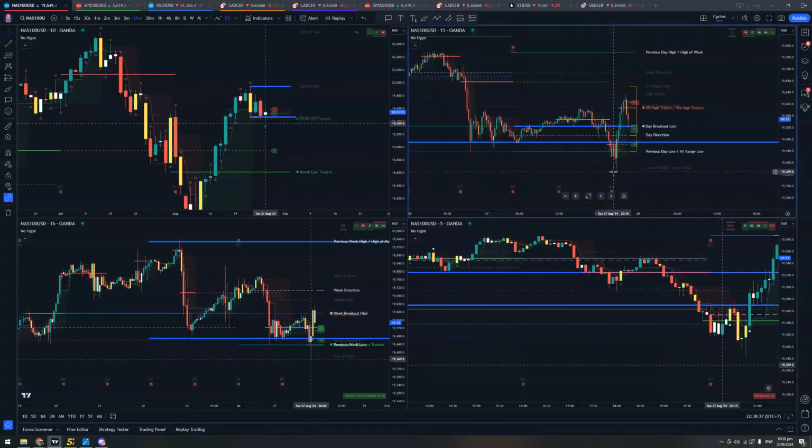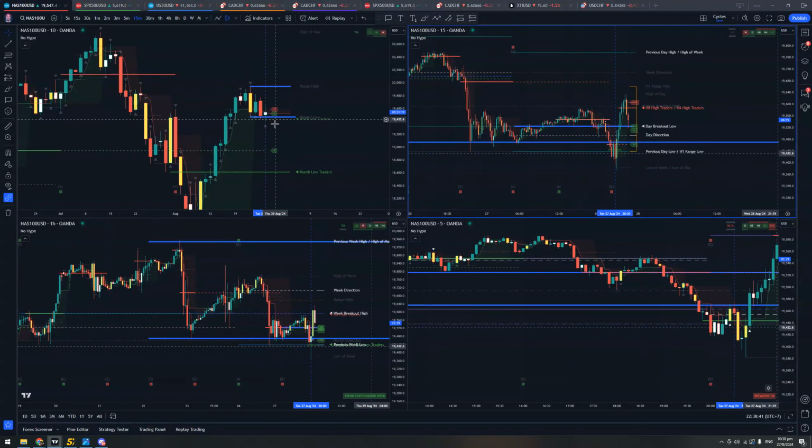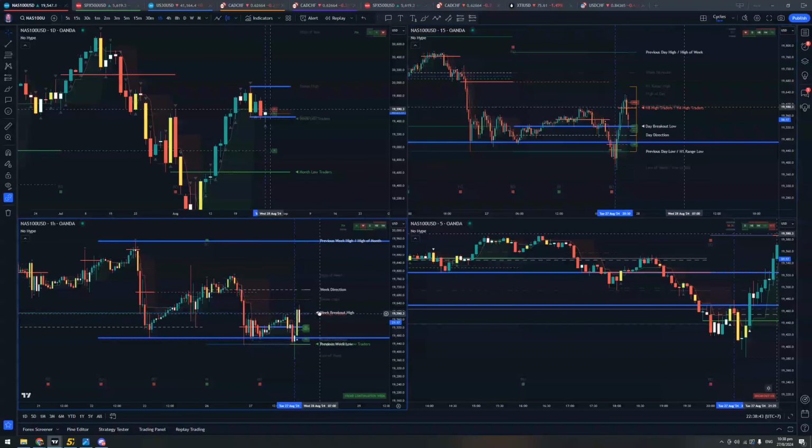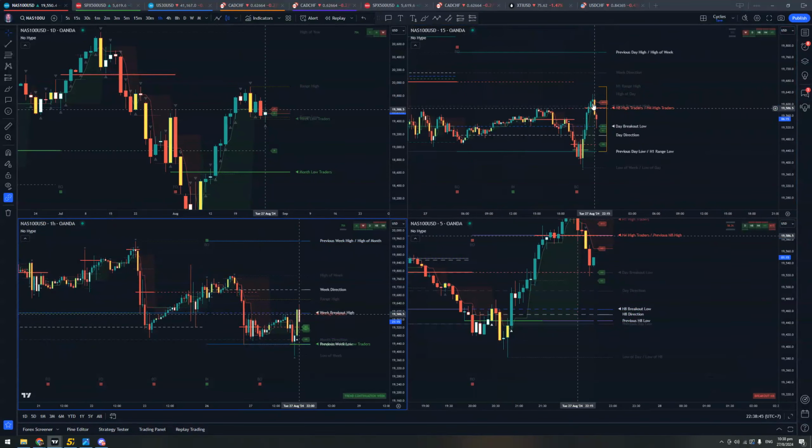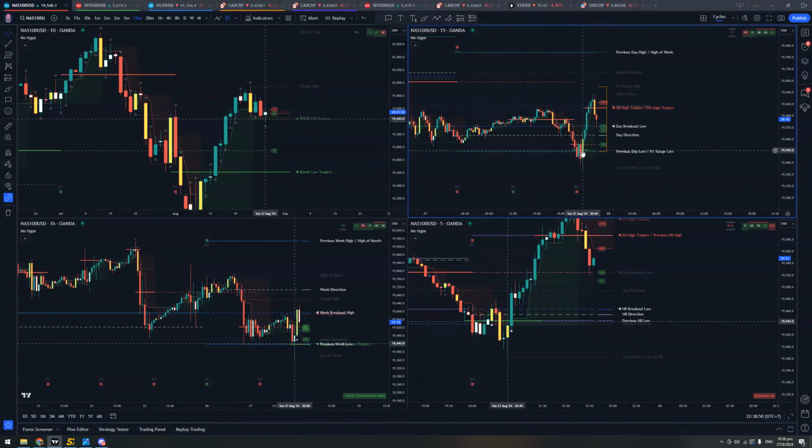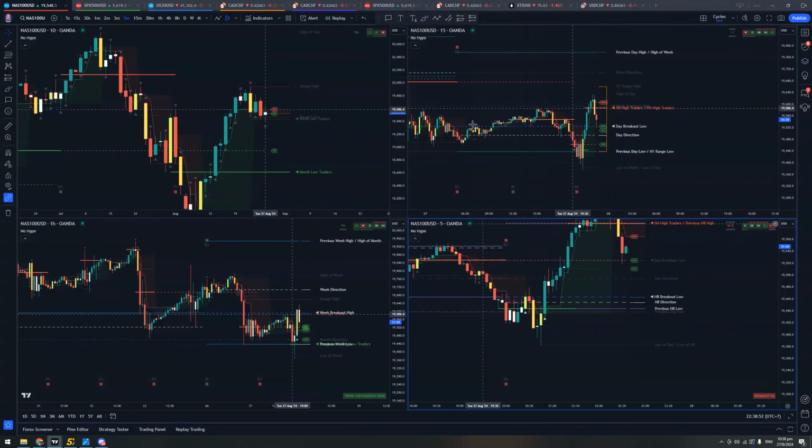During my session, we're already down low here, faked out the previous day low, faked out that day range low, and also faked out the previous week low. So once price came down and faked out that previous H8 low as well, I took an aggressive entry on the M5 right here.